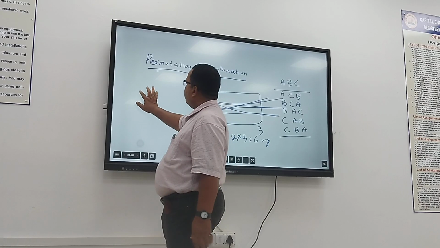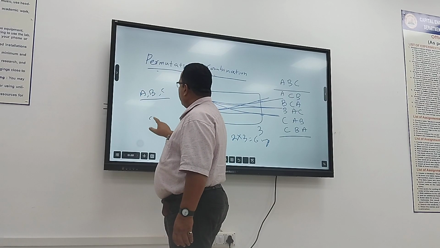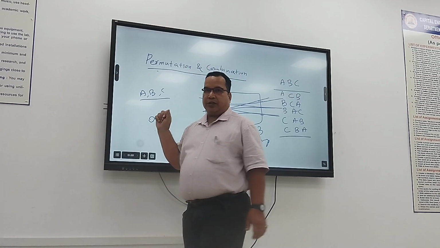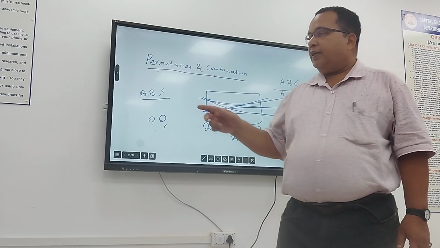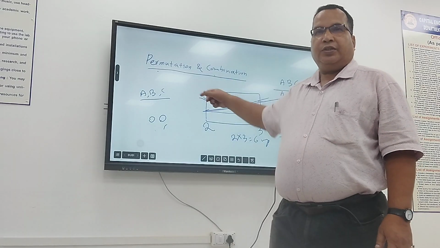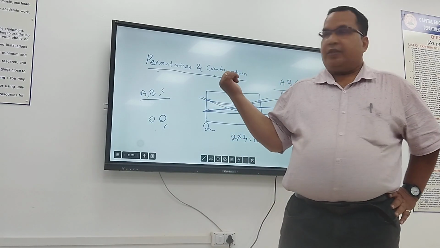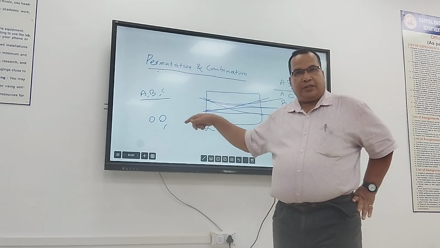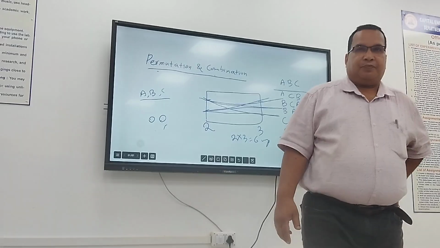Let me quiz you with this question. Out of 3 persons, A, B, C, I want to arrange them in 2 seats. There are 2 seats, but there are 3 persons. How many ways can I choose them to sit in these 2 seats? I am repeating the question. 3 persons are there. They are to be seated in 2 seats. How many ways is it possible?